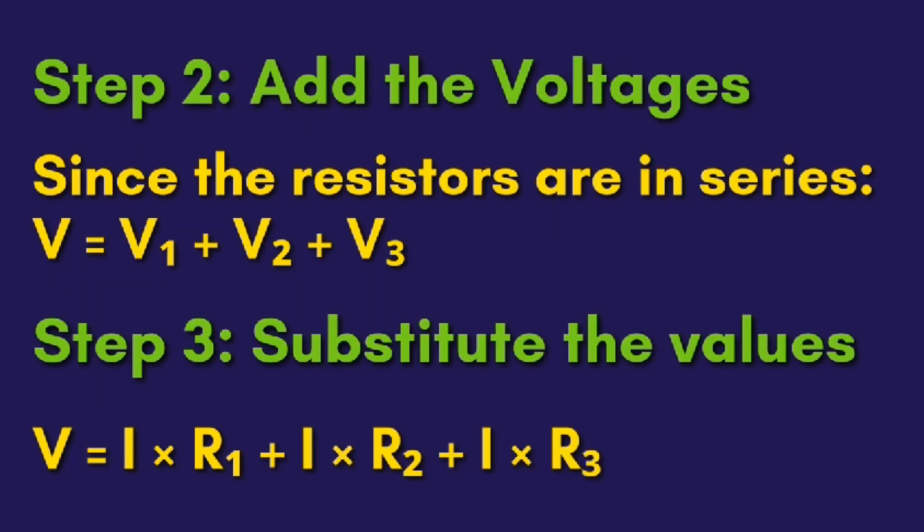Step 2 is that we'll add the voltages. So V is equal to the sum of three voltages that are V1, V2 and V3. Step 3 is we will substitute the values of V1, V2 and V3. So the relation will be V is equal to IR1 plus IR2 plus IR3.